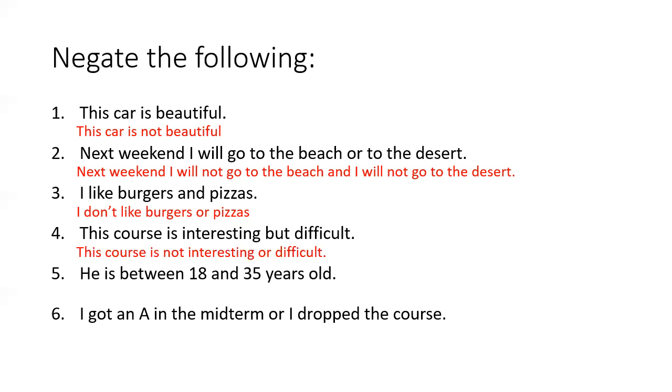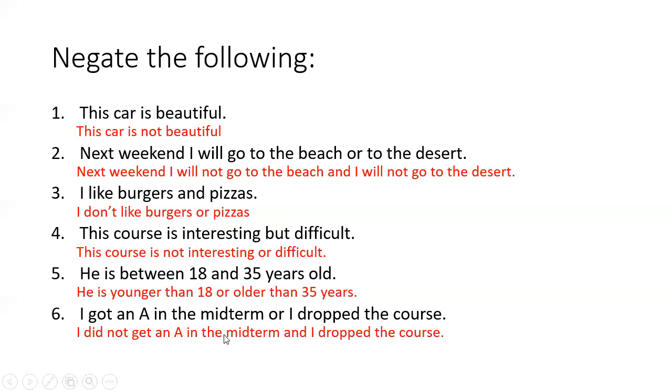He's between 18 and 35 years old. There's an and in there. So he could be less than 18 or he could be more than 35. I got an A in the midterm or I dropped the course. The opposite of that would be, you'd have to put an and in it because it'd be the opposite: I did not get an A and I did not drop the course. Sorry, the English in there was kind of weird.